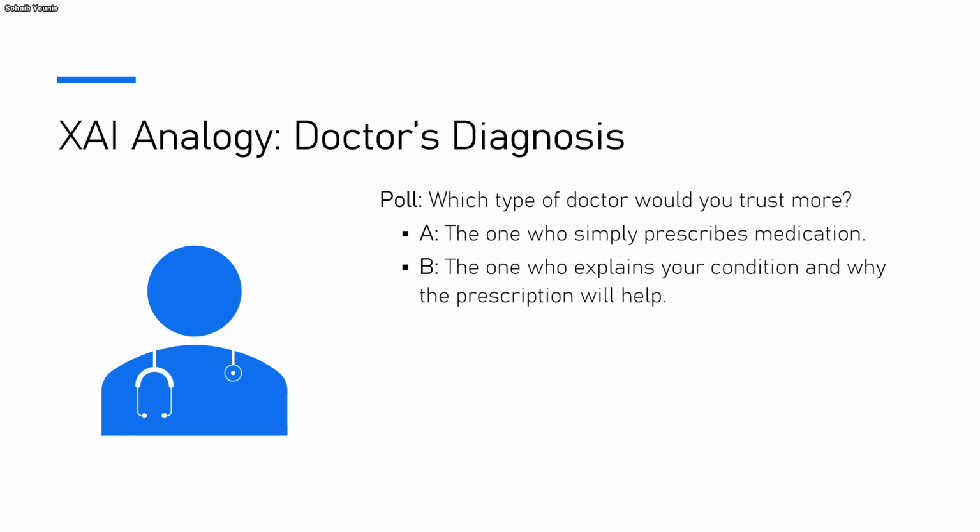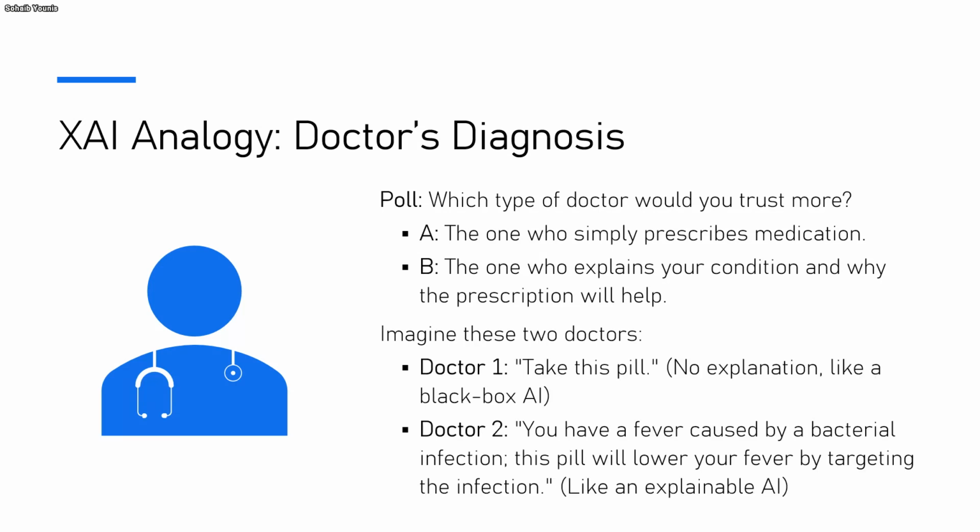Okay, so there is another poll. There are two doctors. One just gives you a simple prescription, and the other explains why, gives you an explanation, and then gives you a prescription. So let's imagine these are the two doctors. Doctor A just gives you a prescription and doesn't give you an explanation. So this is like a black box AI. And the other doctor gives you an explanation that based on these symptoms or these reasons, this medication is being prescribed. So this is an explainable AI. This is just an analogy based on real life.